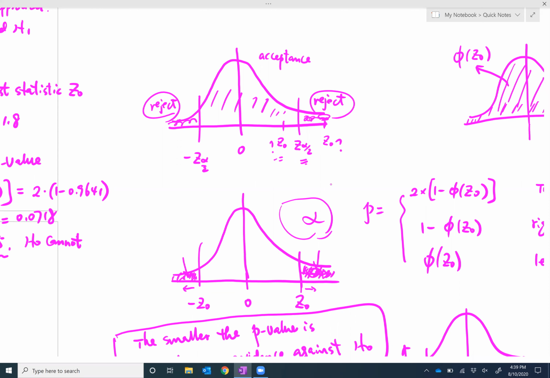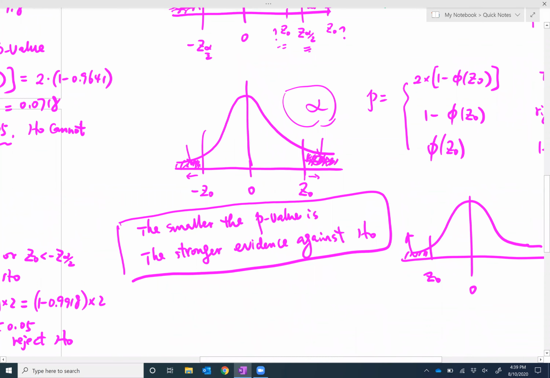Again, for the p-value approach, the smaller the p-value is, the stronger the evidence against the null hypothesis. That means if your p-value is very small, you're going to reject your null hypothesis. Okay, hope it makes a lot of sense in this exercise.